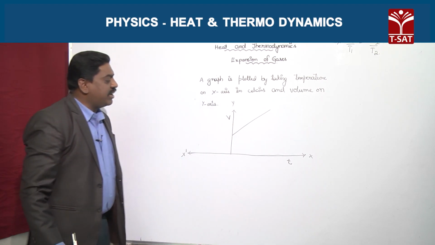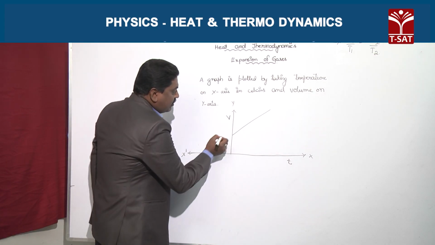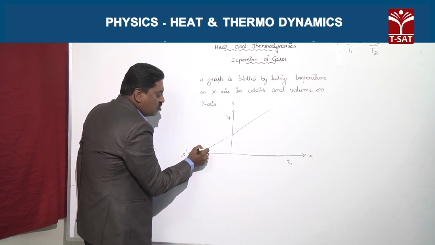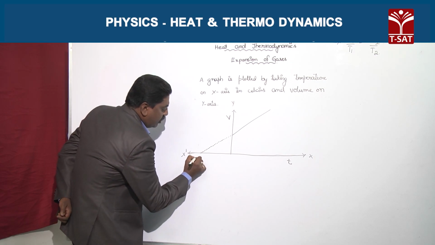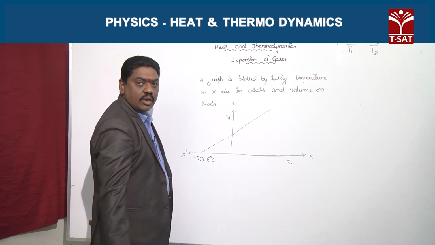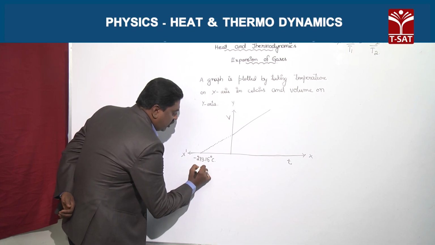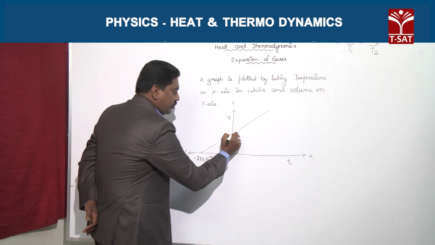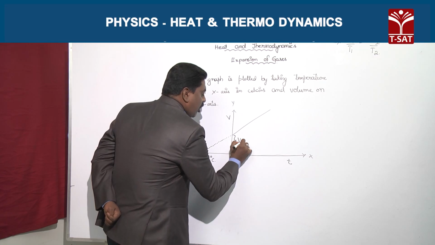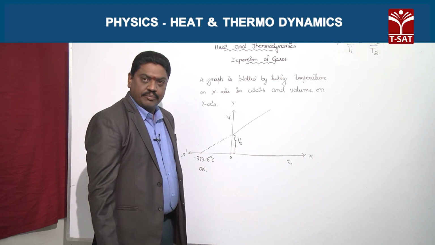The graph is a straight line having a y-intercept. When the graph is extended back, it will touch a temperature of minus 273.15 degrees Celsius, which is taken as absolute zero, and it is noted as 0 Kelvin. The y-intercept of the graph is the volume of the gas at 0 degrees Celsius, which is represented as V0.